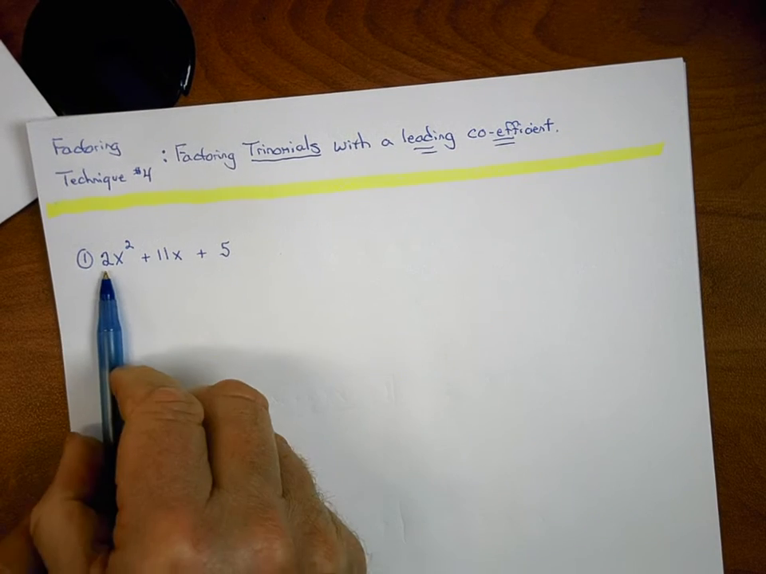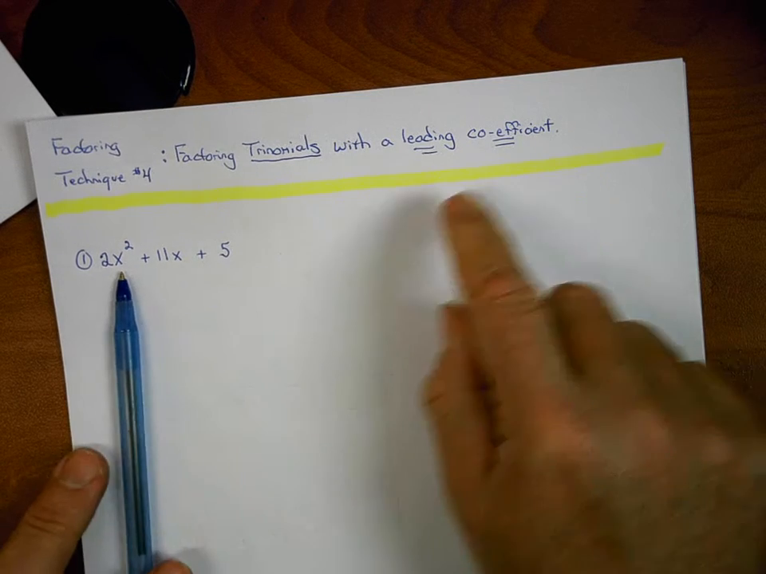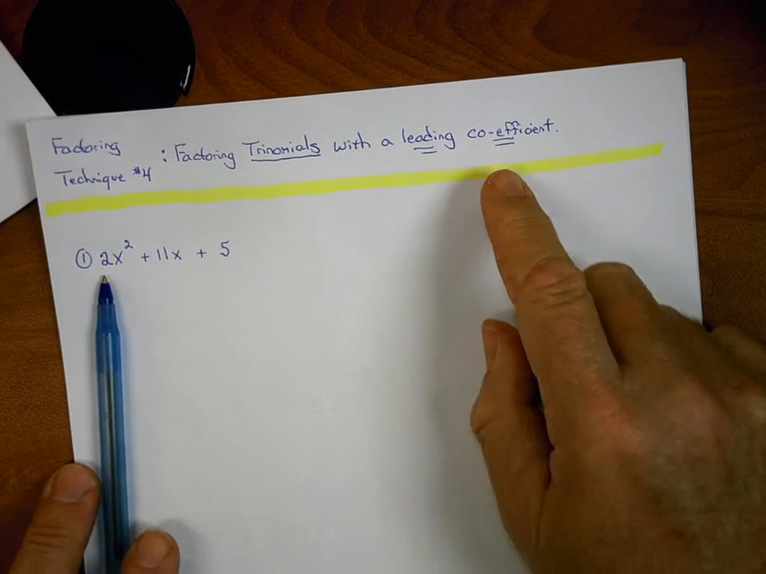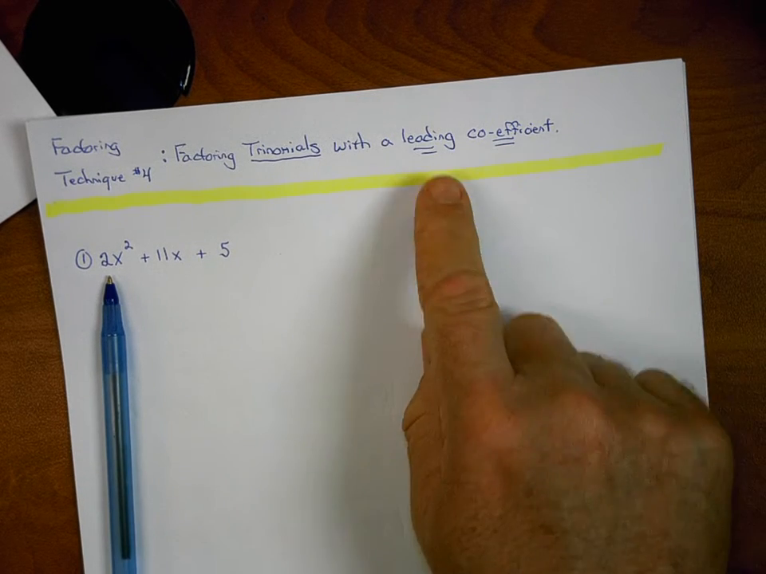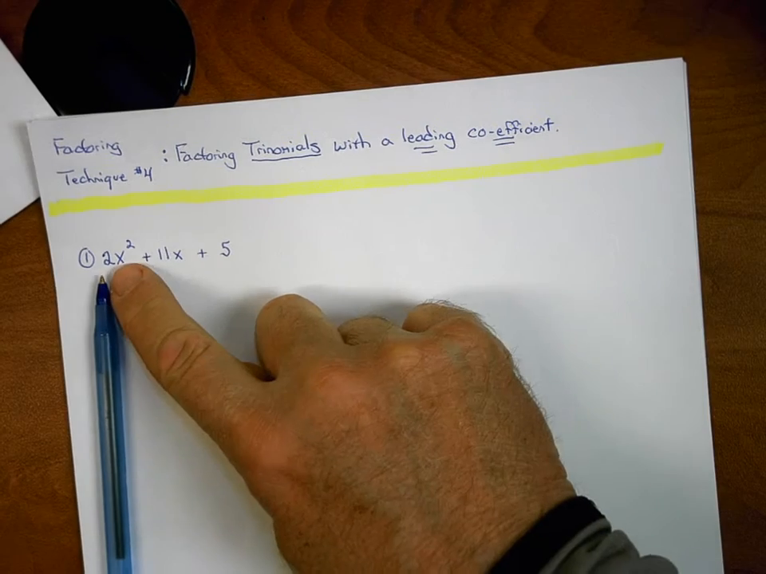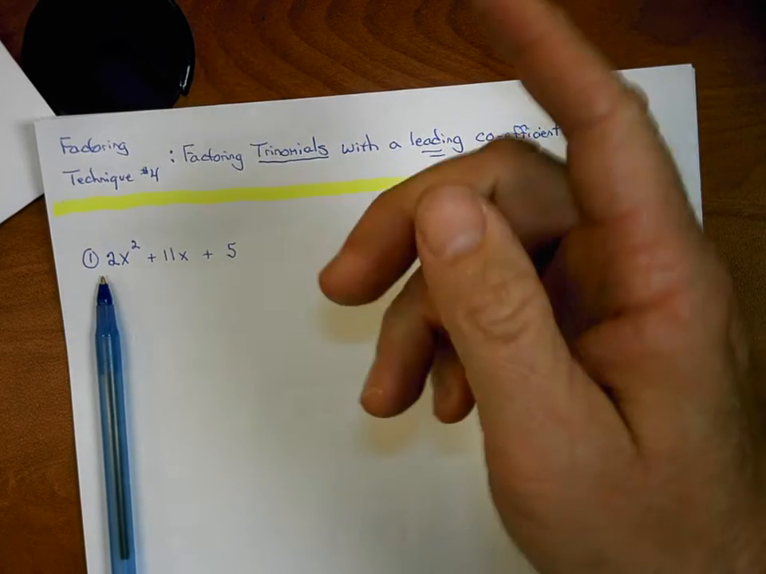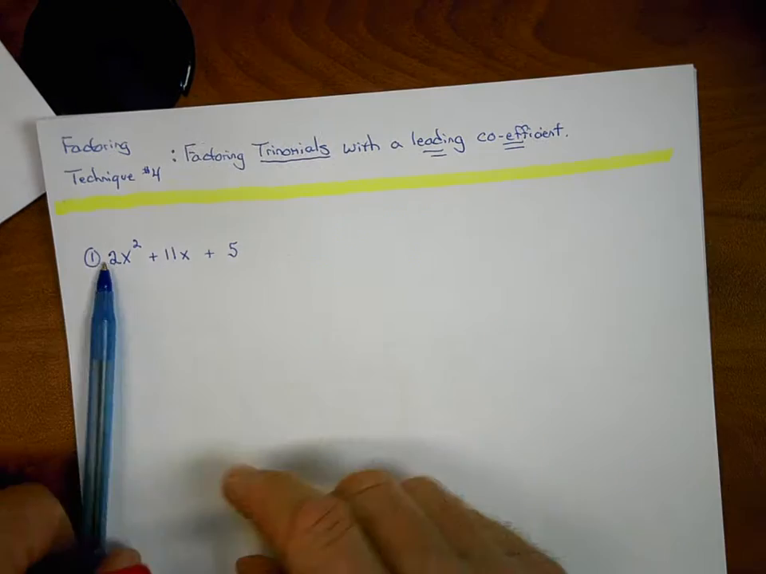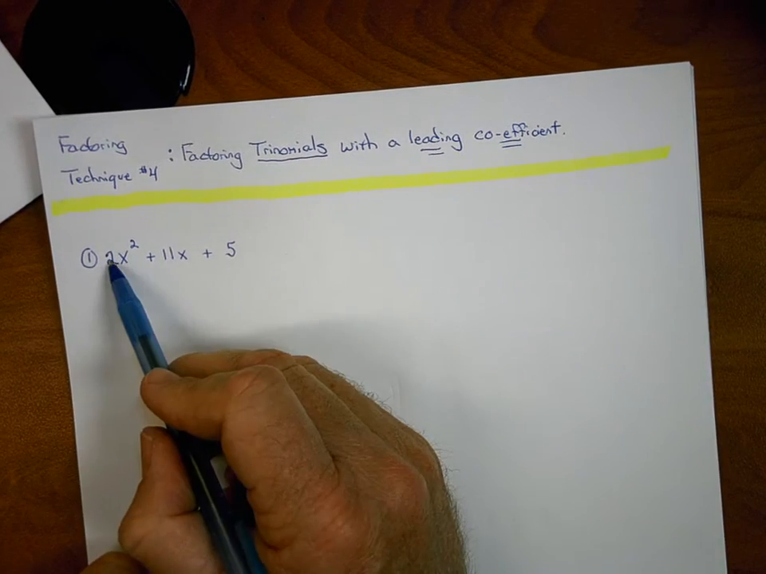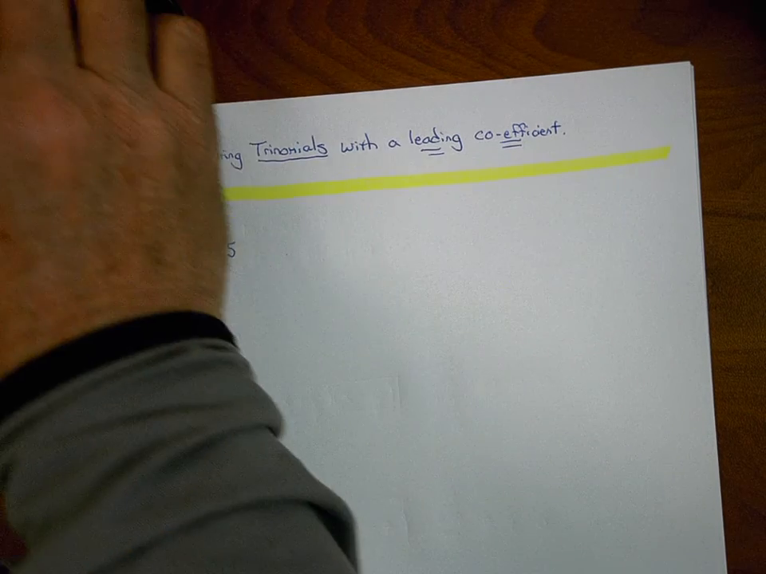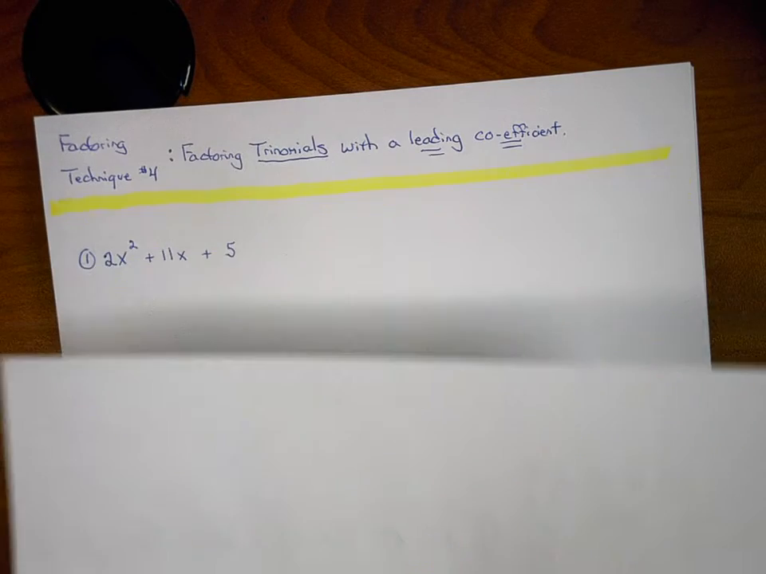That 2 is what we refer to as a leading coefficient. Why is it called the leading coefficient? Because it's leading the entire problem out. That's why we call it a leading coefficient. What's a coefficient? A coefficient is a number in front of a variable. So now notice this is a trinomial.